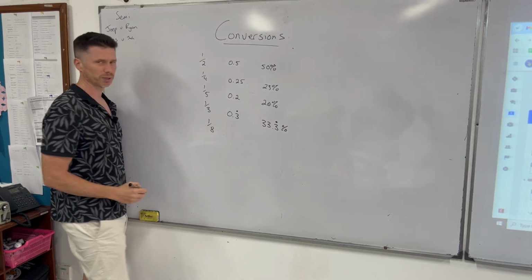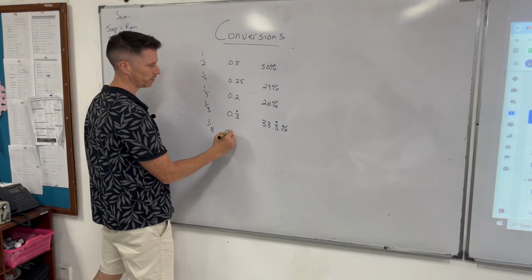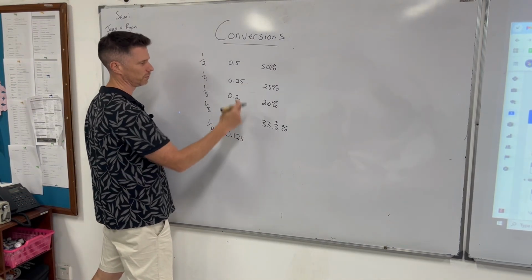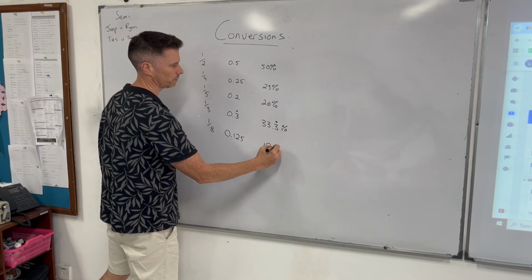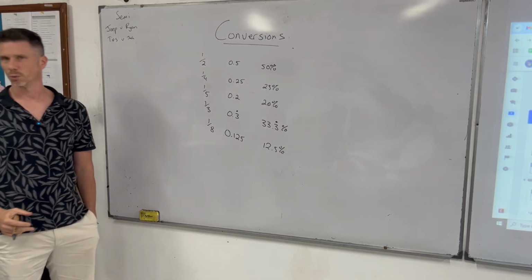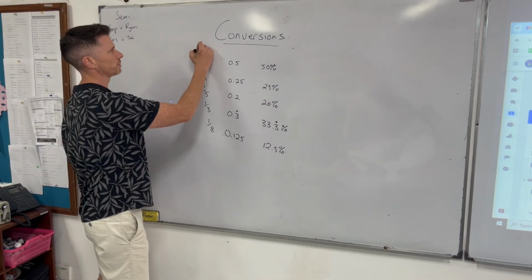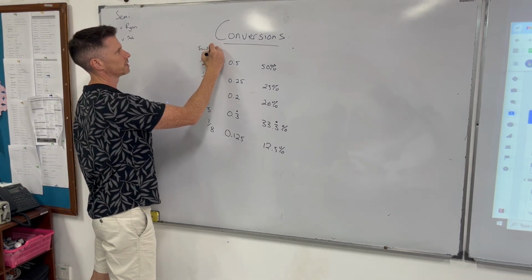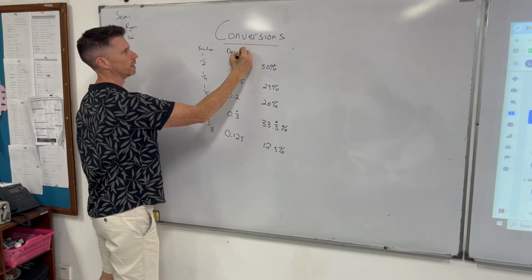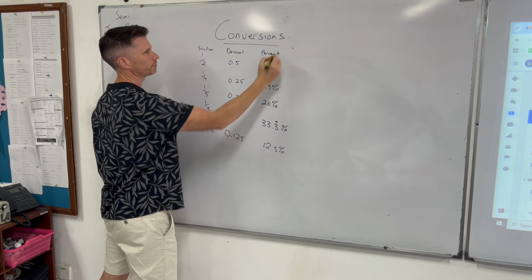1/8 is one that comes up a little bit. Does anyone know 1/8 as a decimal? 0.125. Yeah, you can just half 250 here, and that's 12.5%. They're the main ones that you should be working off without much thought. They're the automatic ones. So this is as a fraction, as a decimal, and you've come across these many times as a percent.